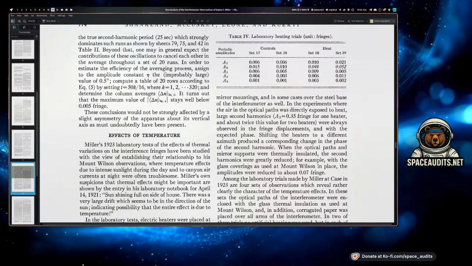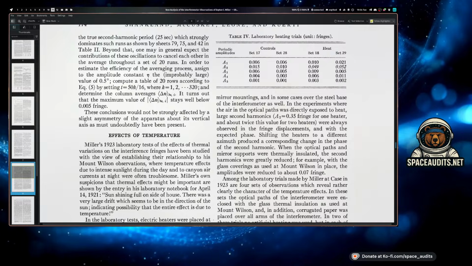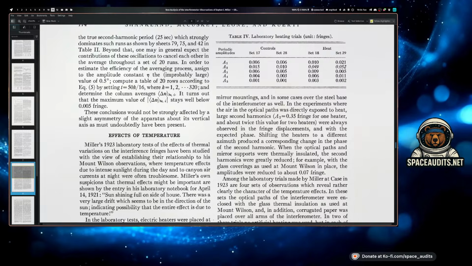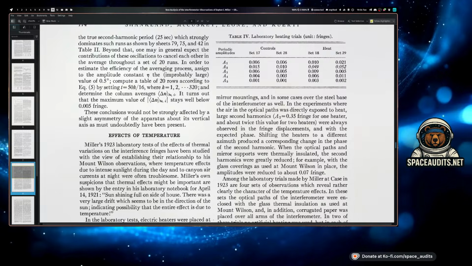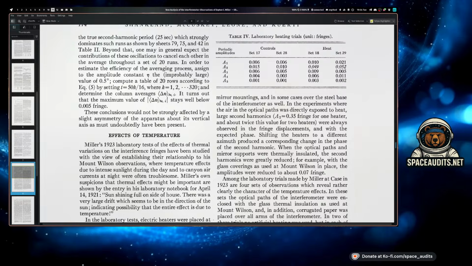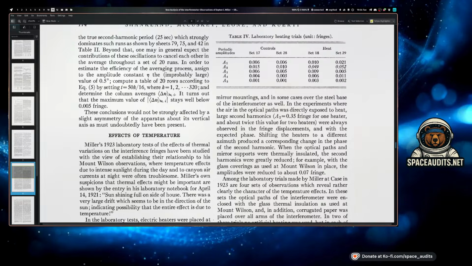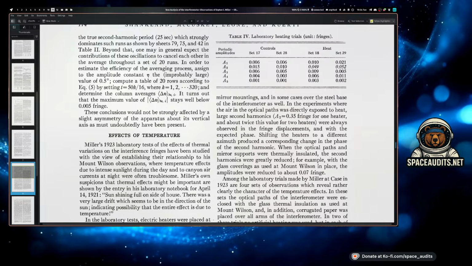These conclusions would not be strongly affected by a slight asymmetry of the apparatus about its vertical axis, as must undoubtedly have been present, even though he wasn't there to confirm it. He has no doubt. These guys botched it.